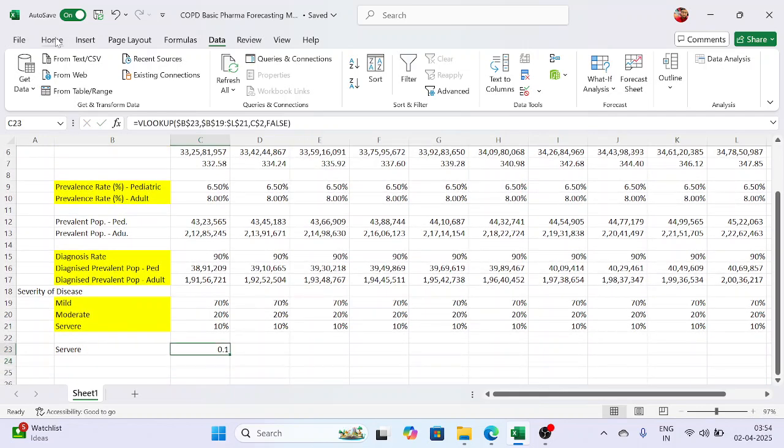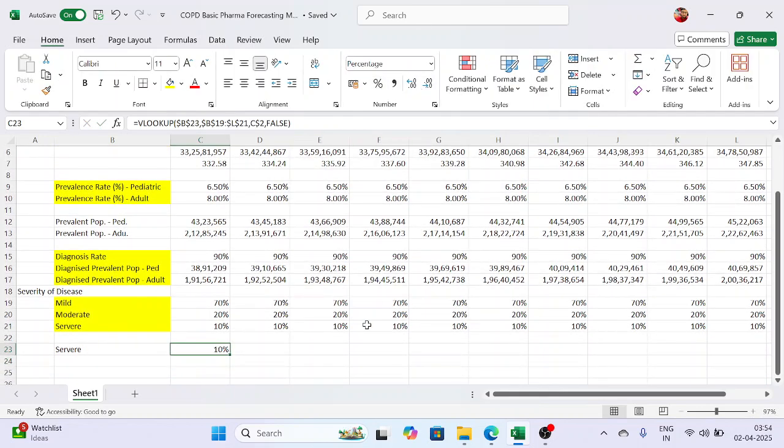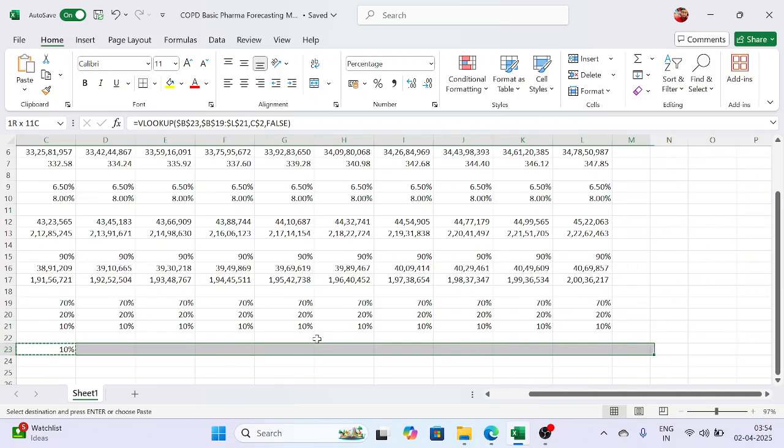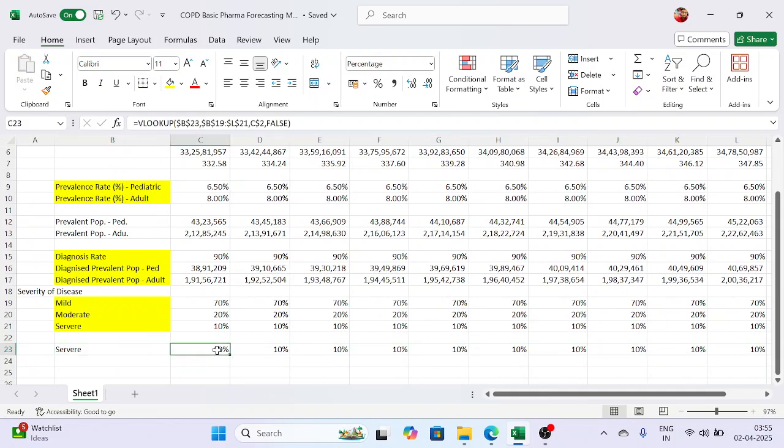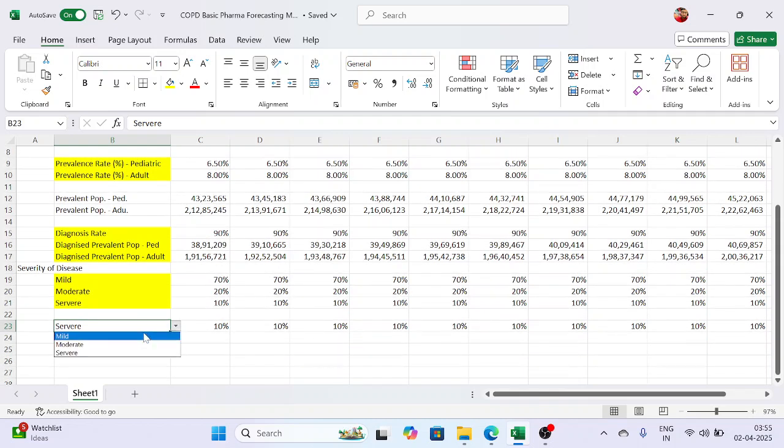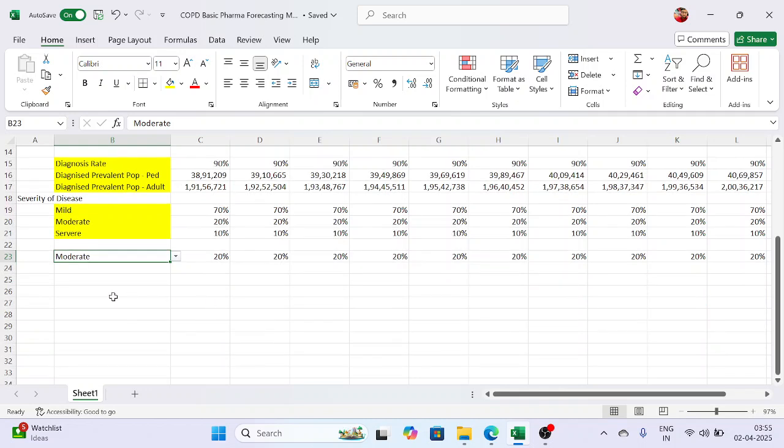After this you just need to click on the percentage option because our above values are in percentage, and just copy paste. By doing this you have automated your model. If you select mild here, the numbers will automatically change. In case you want to do calculation for drugs used for moderate cases, you don't have to do it manually. This way your model is somewhat automated.